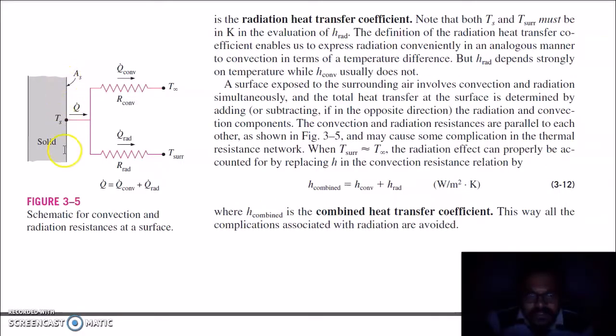So this is the surface. Here you had convection as well as heat transfer through radiation. So a surface exposed to surrounding air involves convection and radiation simultaneously, and the total heat transfer at a surface is determined by adding the radiation and convection components. The convection and radiation resistances are parallel to each other. These two are in parallel. Where T surrounding is equal to T infinity, the radiation effect can be properly accounted for by replacing h in the convection resistance relation by h combined, which is h convection plus h radiation.